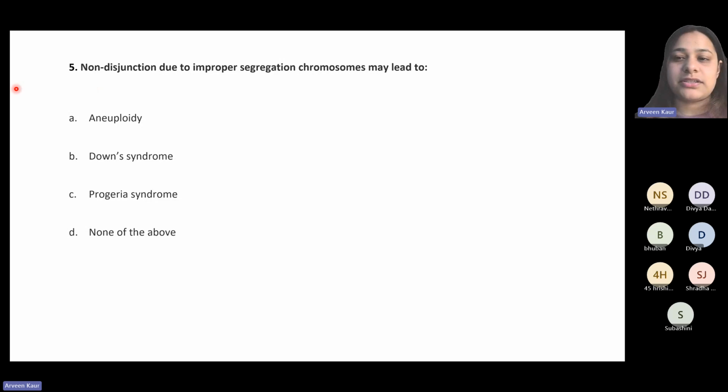Okay. So, question number 5 is: non-disjunction due to improper segregation of chromosomes may lead to which one of these? So, is it aneuploidy or Down syndrome or progeria syndrome or none of the above? So, those who are actually trying to solve questions as we go along, let me just give you a little hint that the options are not entirely correct, right? That is the only hint I would like to give, and we will definitely discuss the answers. But if you are trying to solve it on your own, that was the hint from my end, right?